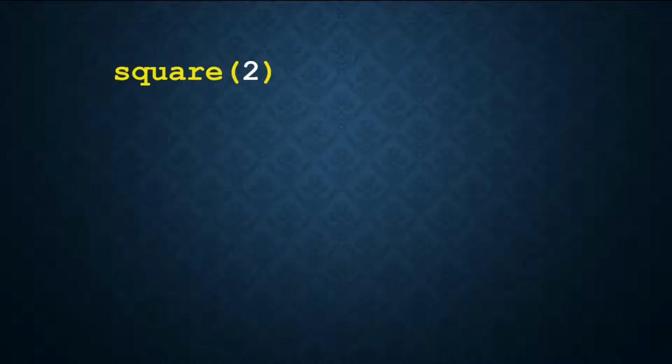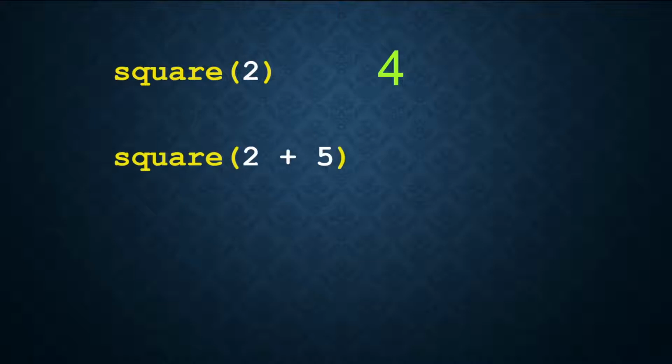So let's look at this function, square(2). We take square, then we put in the argument of 2, and we run this. We get 4 because this function takes the argument, squares the value and returns the squared value to you. Then you have square(2 plus 5). So 2 plus 5 is 7, and 7 squared will give you 49.